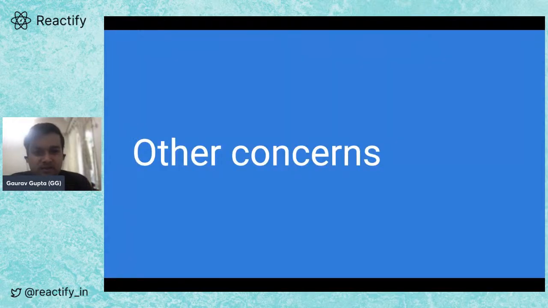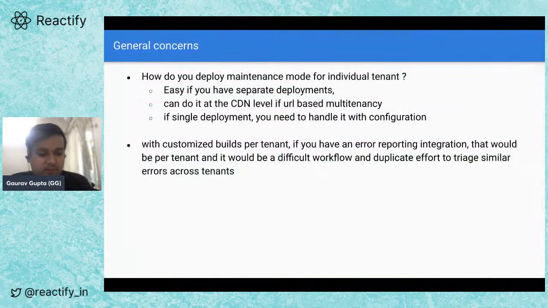There are some other smaller concerns that you will face as well. Some of them I'll just quickly go through. How do you deploy maintenance mode for individual tenants? If you just have one single build, one single deployment, how do you make sure that one tenant, for some reason, needs to go into maintenance mode? You can solve it using multiple things. You can solve it at the CDN level, or through config if it is runtime based multi-tenancy. With customized builds per tenant, this is not a problem, because you have different deployments, so you can go to each one and put it into maintenance mode.